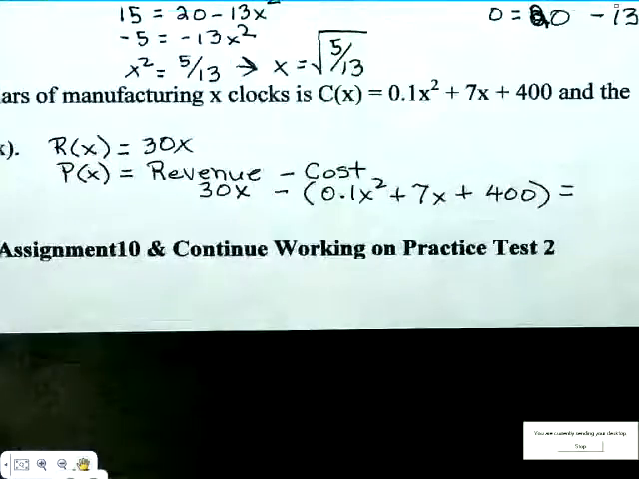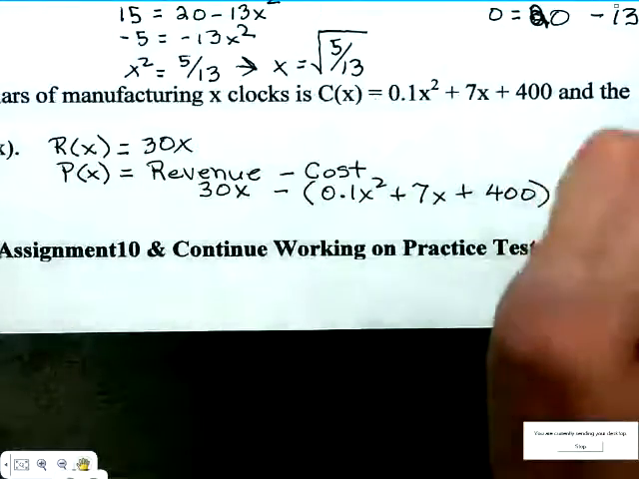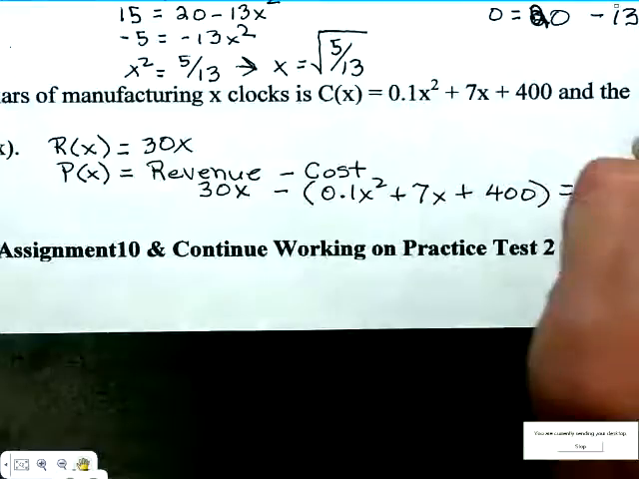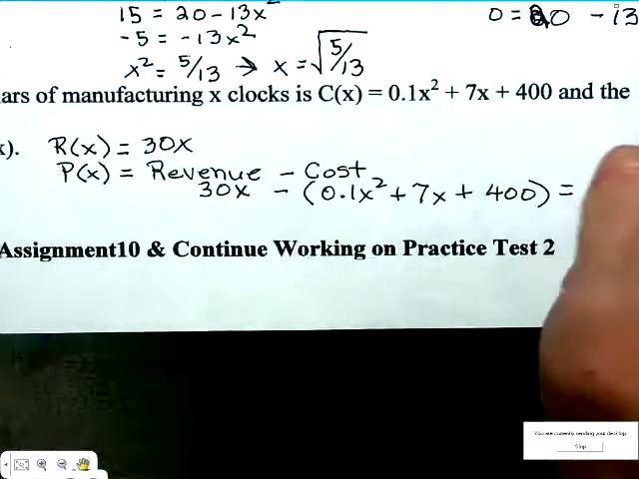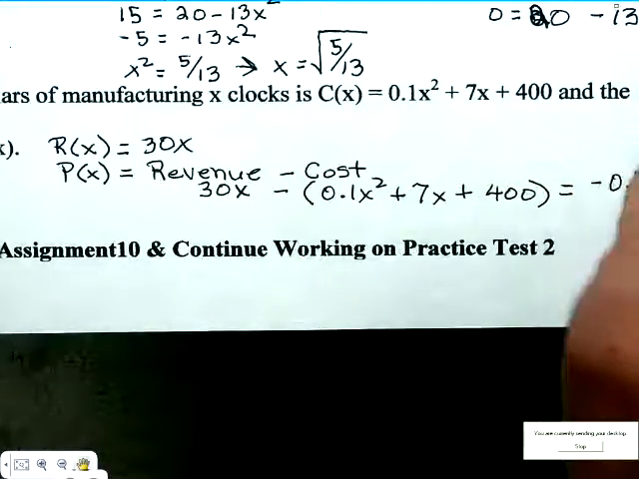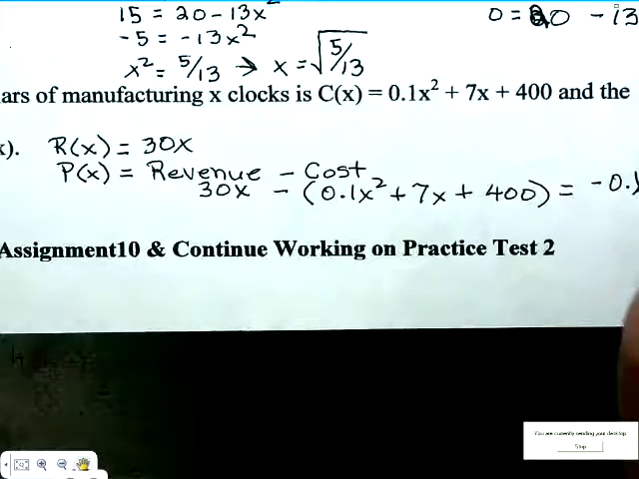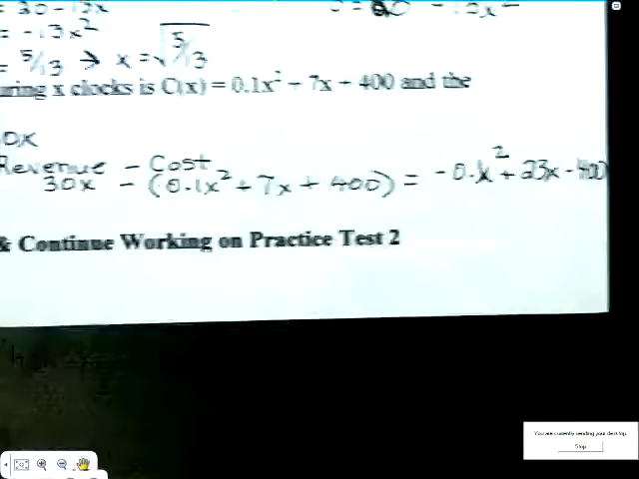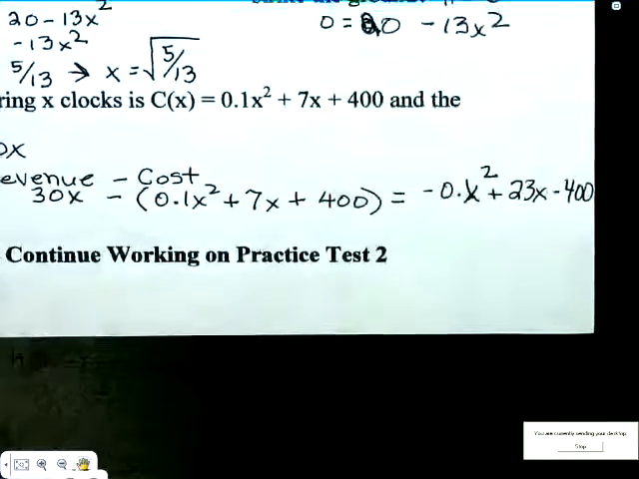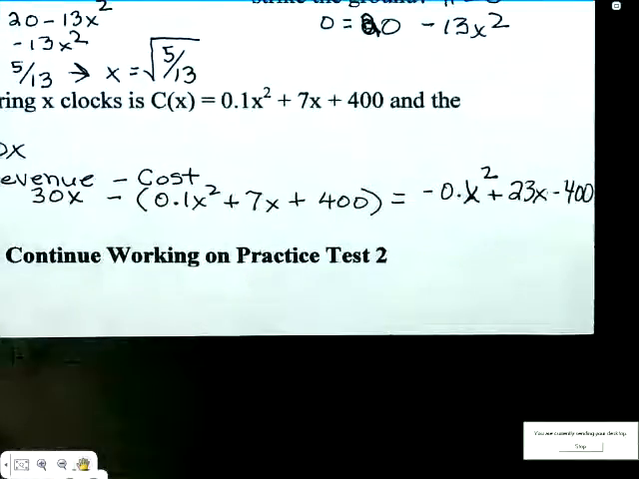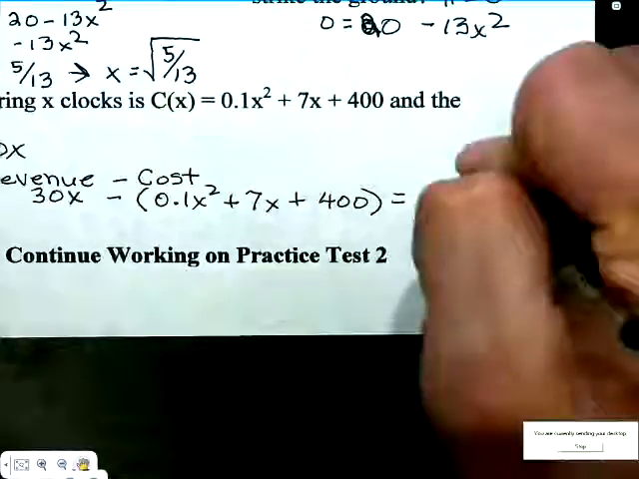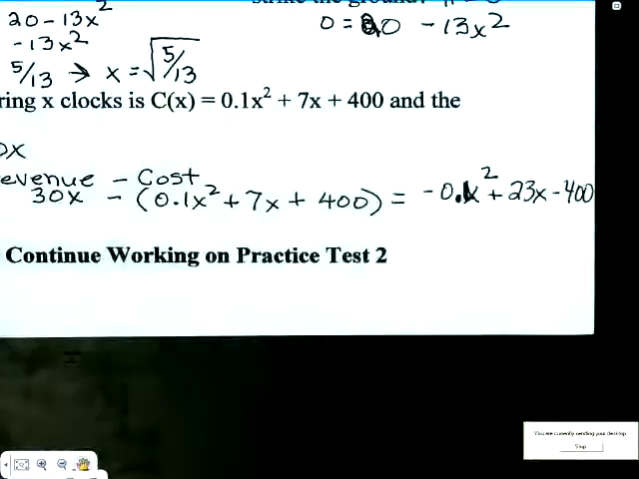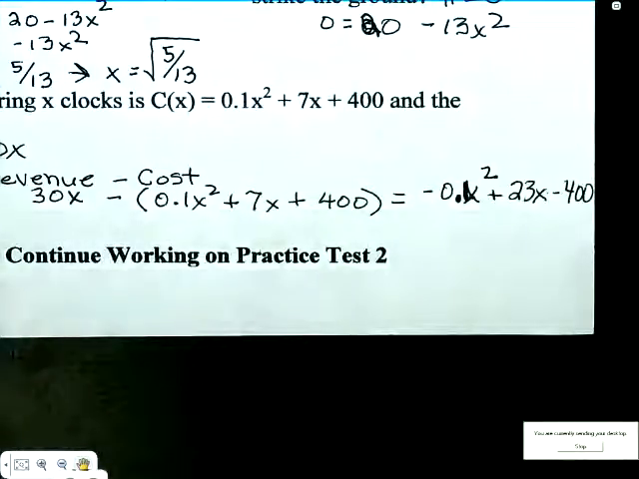Just simplify that. 30x minus the cost function would be negative 0.1x squared plus 23x minus 400. All I did was distribute the negative completely and combine like terms. Yeah, negative 0.1. No, that's my bad. I'm in a hurry. Negative 0.1x squared plus 23x minus 400.